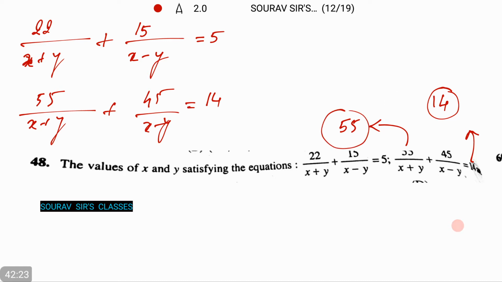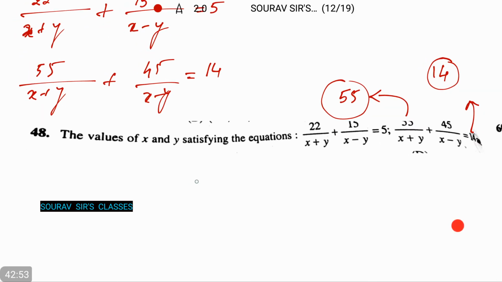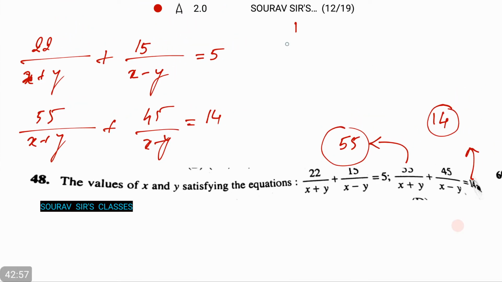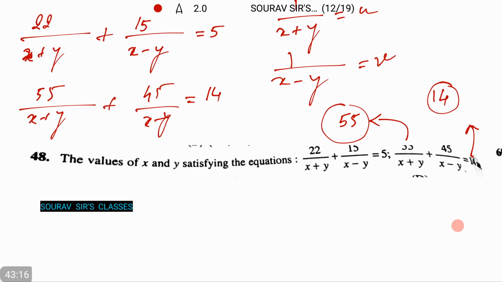Okay, so a little while back we did a sum where we used transformations. We are going to use transformations again since the system is a bit complicated. You can see that if we take the LCM, it will be x squared minus y squared, which will become a quadratic, and it will be a menace to solve such questions. So why don't we take 1 by x plus y equal to, let's say, u, and 1 by x minus y to be v. Fine enough.